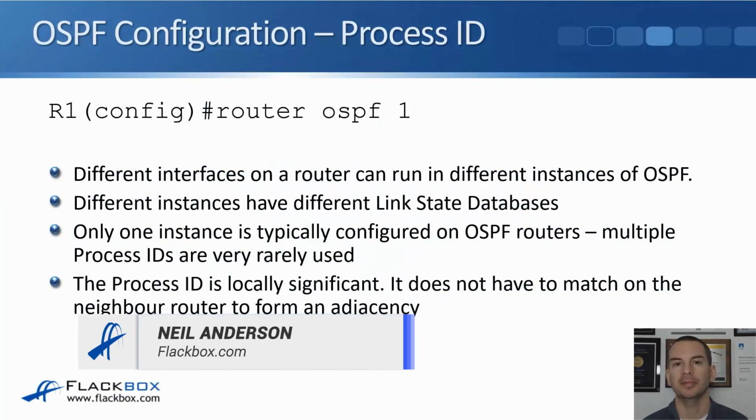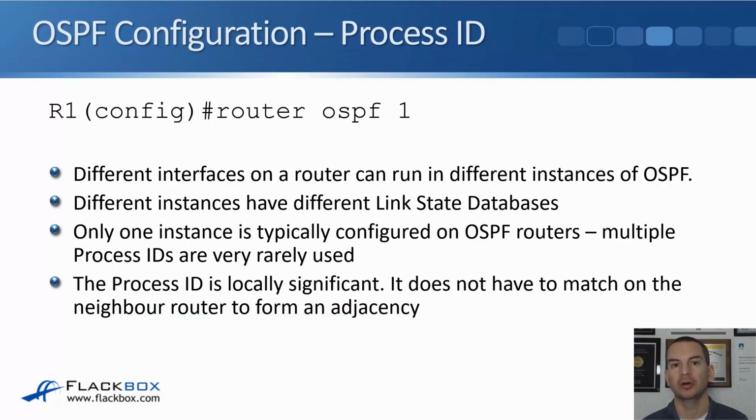In this lecture, you'll learn how to do a basic configuration of OSPF on our Cisco routers. To enable OSPF, the top level command at global config is router OSPF and then a process ID. You can see an example here, I've said router OSPF 1.